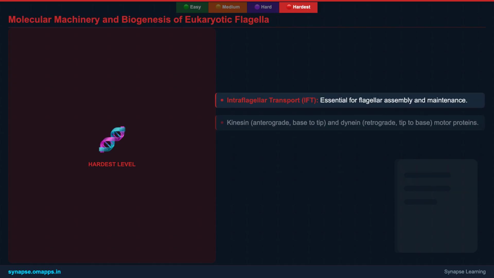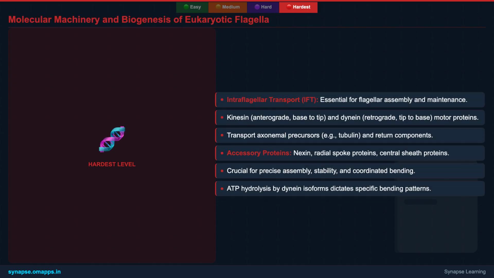The biogenesis and molecular machinery of eukaryotic flagella are incredibly sophisticated. Assembly and maintenance are orchestrated by a process called intraflagellar transport, or IFT. This involves motor proteins, kinesin and dynein, transporting building blocks like tubulin along the length of the flagellum, from base to tip and back. Beyond tubulin and dynein, a complex array of regulatory proteins, including nexin, radial spoke proteins, and central sheath components, ensure the precise assembly and coordinated function of the axoneme.